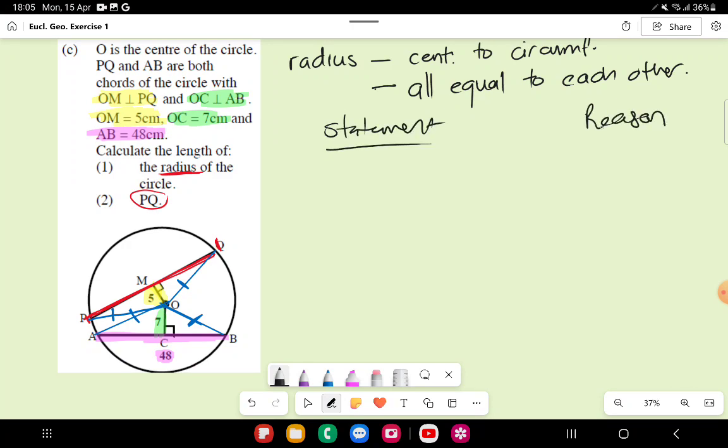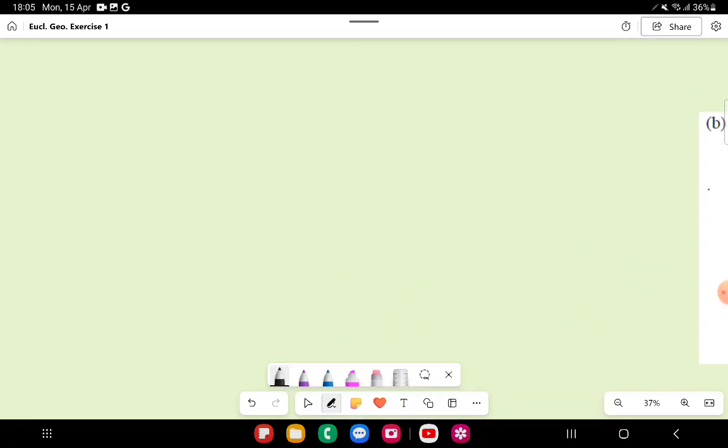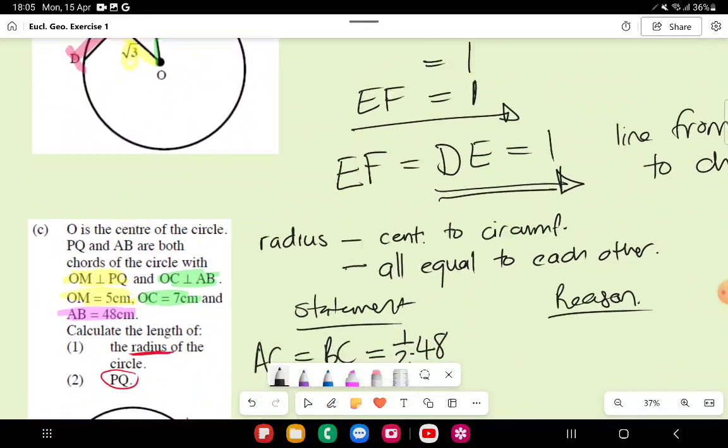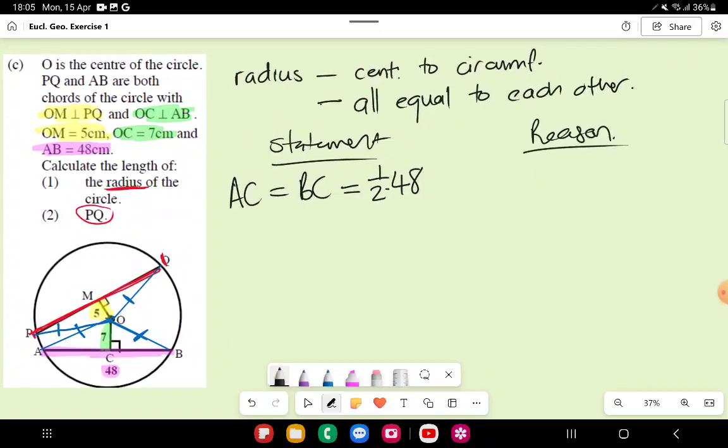Our first statement is going to be that AC is equal to BC, which is equal to half of 48, right? And why is that? My reason is I have a perpendicular. So let's go back to our theorem. The theorem says if they give me a perpendicular, then I have equal lines, right? So line from the center of the chord is my reason.